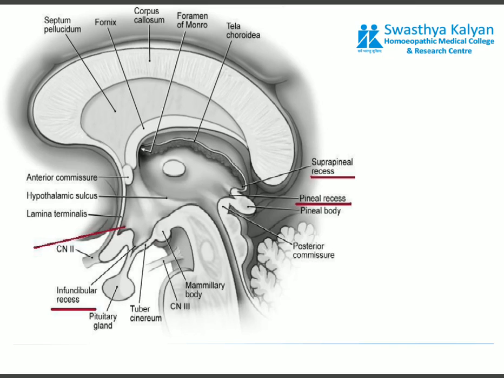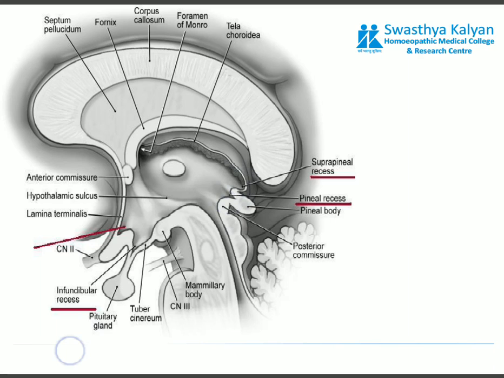So in this figure here, all the different recesses related with the third ventricle can be seen. That is, you can see here, this is the pineal gland. This is the habenular commissure. This is the posterior commissure. In between, there is the pineal recess. Above the pineal recess is the suprapineal recess.